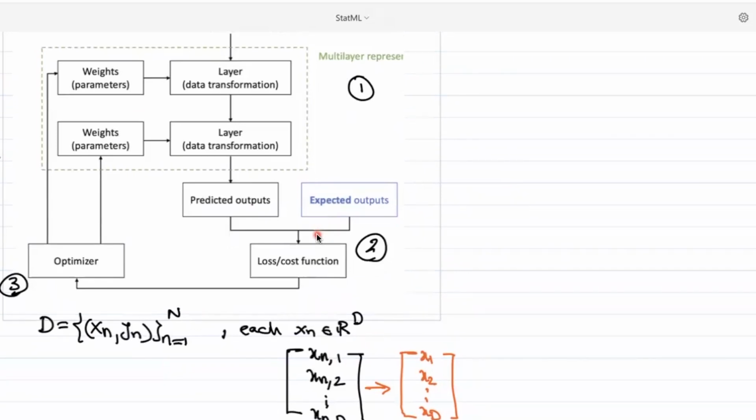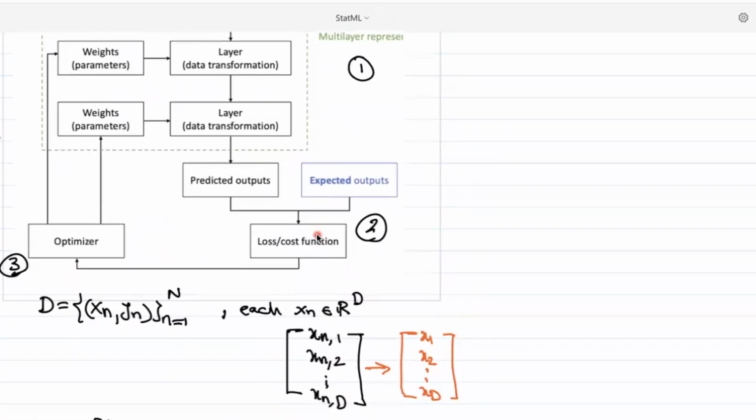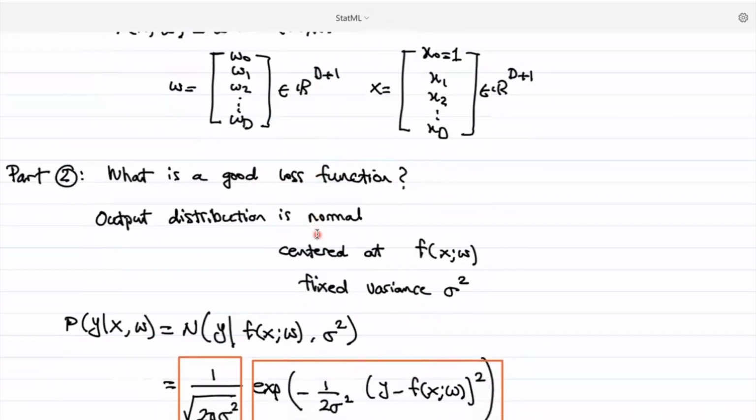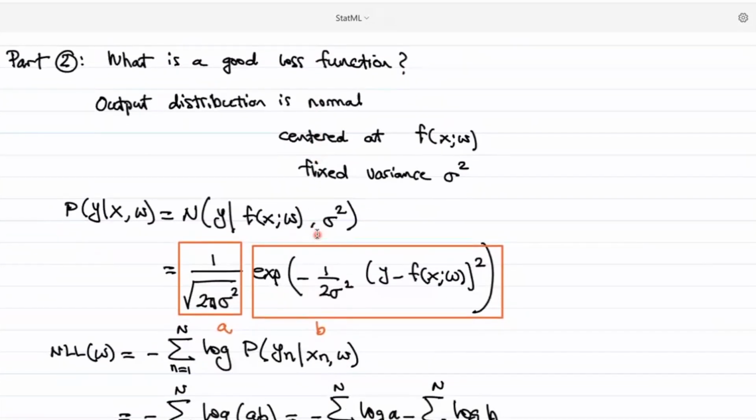But can we prove, statistically speaking, what is an optimal loss or cost function? In order to answer this question, we're going to use the principles of maximum likelihood estimation that we discussed in the first lecture. To use maximum likelihood estimation, we need some distributional assumptions. So we assume that the output of our regression model follows a normal distribution, which needs two important pieces of information: the center or mean, and the variance. We assume that the center is this function, the dot product between X and W, and that the variance is fixed.